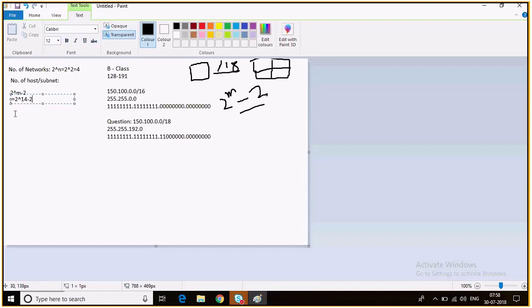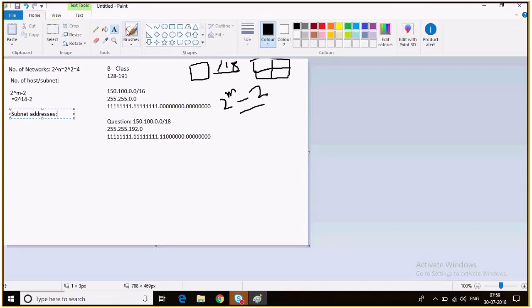Okay. And then the next section is what are my subnet addresses, what are my network addresses. Subnet addresses means I had one network whose network address was 150.100.0.0, and that is the network that I have written here, right? So this was one network that I have. This is the network address of this network. Now I want to find out network addresses of these four networks that I have: this network, this network, this network, and this network. I've drawn it here. I want subnet addresses of all these four networks.